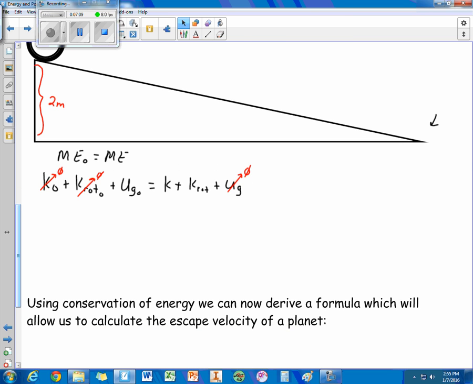So what I'm left with is gravitational potential energy and then linear kinetic energy and rotational kinetic energy.